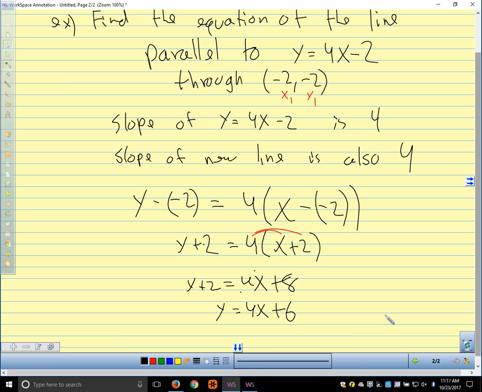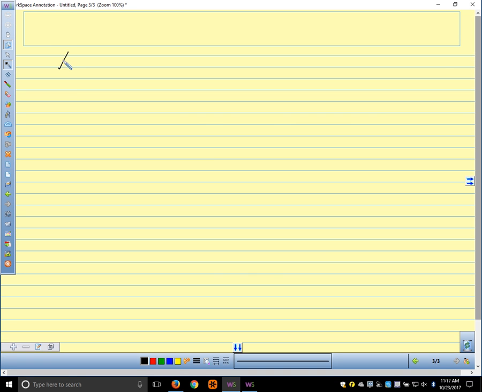And we can see that the slopes of the two lines are both 4. This one has a y-intercept of 6. This one has a y-intercept of negative 2. All right, questions there? All right, the next key piece of information: the slopes of perpendicular lines.